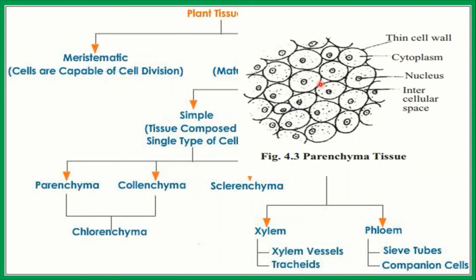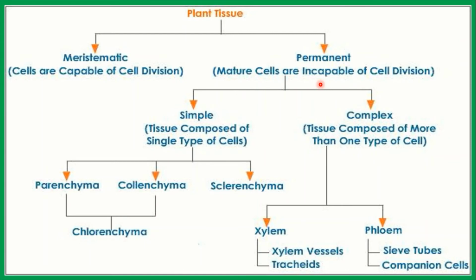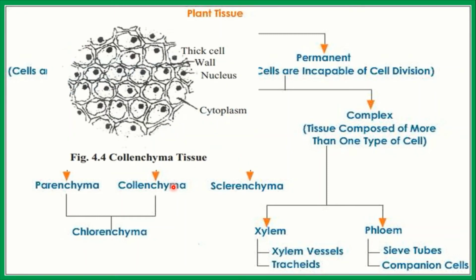Okay everybody, now let's see the collenchyma. Collenchyma is another simple tissue. See the figure, this is the figure of collenchyma. Collenchyma tissues are a special type of parenchyma cell. The wall of this cell becomes thick with the deposition of cellulose and pectin. So here the cell wall is unevenly thickened due to deposition of cellulose and pectin. These walls are irregularly thickened with thicker corners.